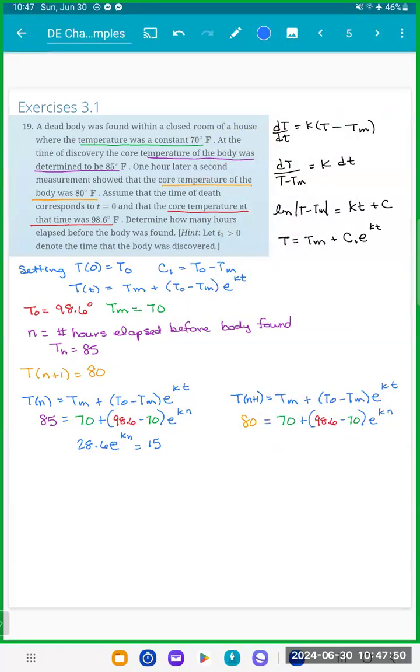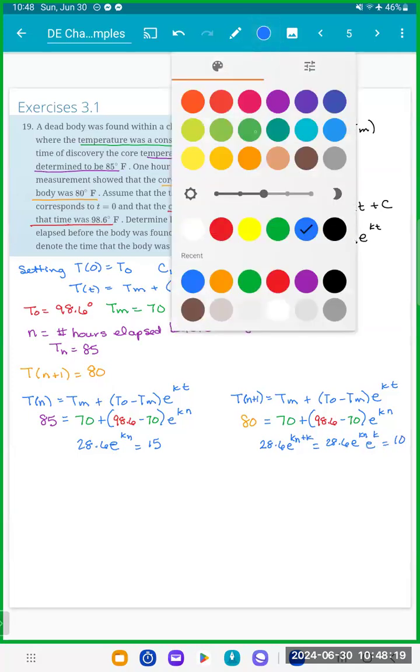When we solve this down, we end up with 28.6 e to the k(n plus 1), which is 28.6 e to the kn times e to the k, equal to 10. And we can, let's go a different color.